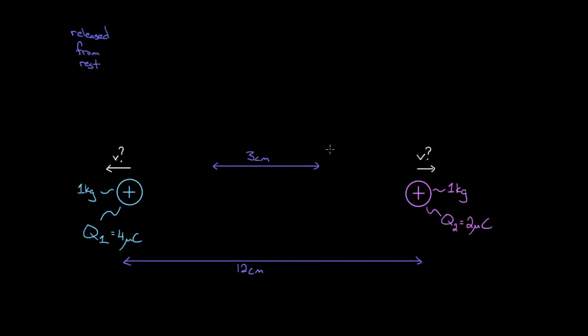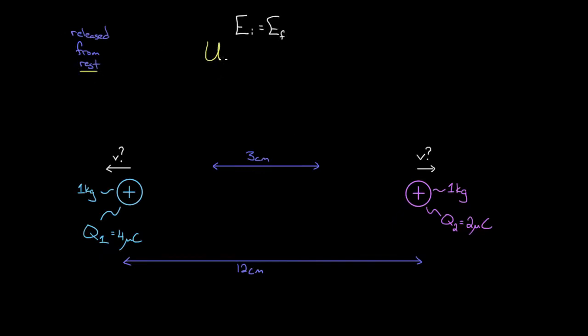And to figure this out, we're going to use conservation of energy. For our energy system, we'll include both charges. And we'll say that if we've included everything in our system, then the total initial energy of our system is going to equal the total final energy of our system. What kind of energy did our system have initially? Well, the system started from rest initially, so there was no kinetic energy to start with. There would have only been electric potential energy to start with.